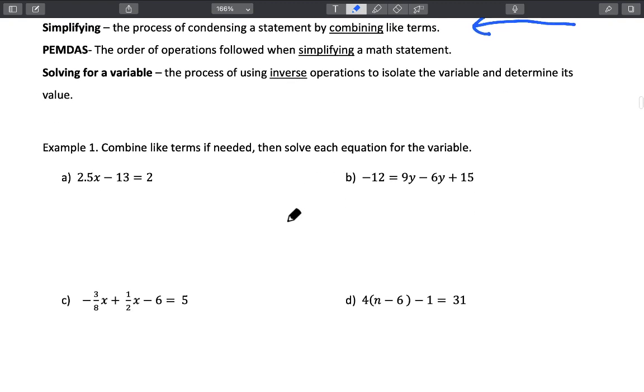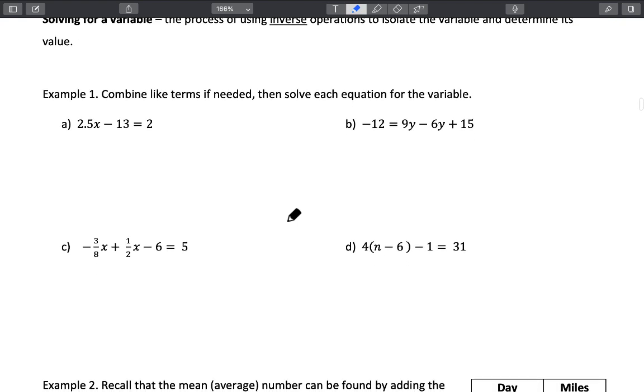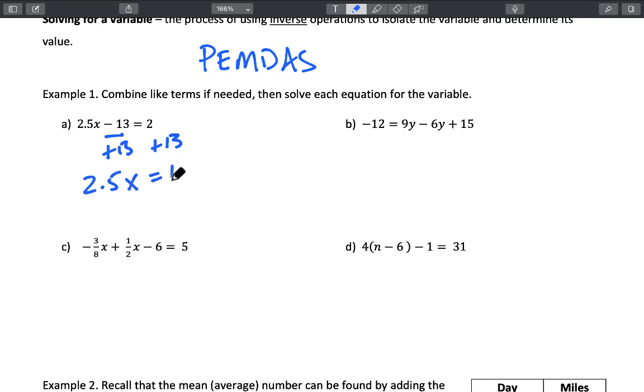In example 1, we want to combine like terms if needed, then solve each equation for the variable. So we have 2.5x minus 13 equals 2. Now I'm going to write up PEMDAS up here at the top, and you're going to see that we are going to undo the addition and subtraction before undoing the multiplication and division. So we'll add 13 to both sides, and we'll have 2.5x is equal to 15.